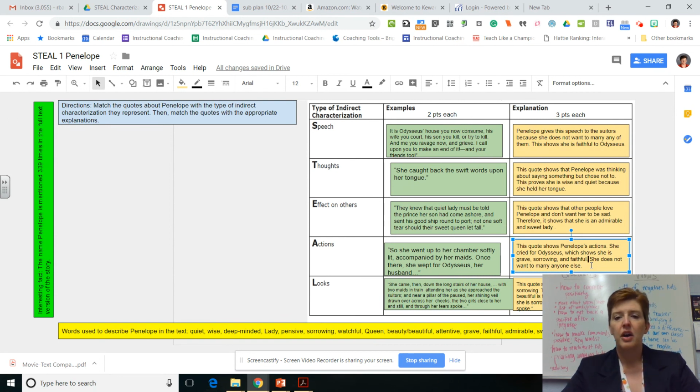Okay? So, again, you match up the quotes with the explanations, keeping in mind the purpose is to figure out what the quotes are showing about the type of person that the character is.